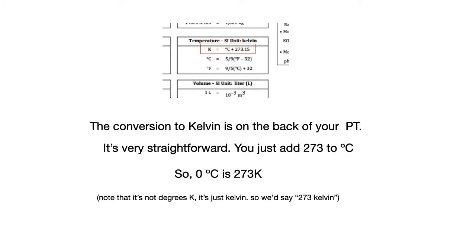To find the conversion, you'll look on the right-hand side of the back, a little bit towards the top, and you'll see a little temperature box, and we're going to use the top expression where to get something into Kelvin, you just add 273.15. To make things easier, we just round this to 273 degrees. And so 0 degrees Celsius is 273 Kelvin. And note that it's not degrees Kelvin, it's just Kelvin. So that's what we say is 273 Kelvin.